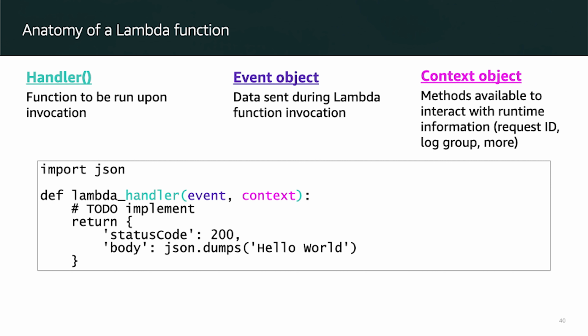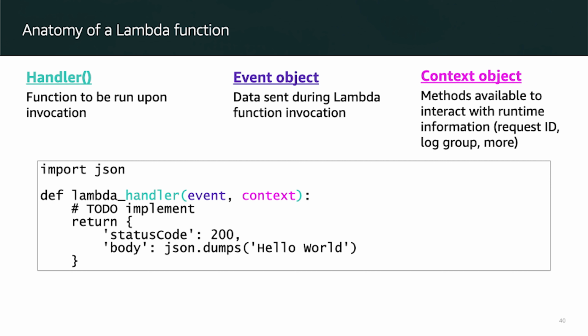For example, an event that is created by API Gateway contains details that are related to the HTTPS request that was made by the API client, such as the path, the query string, and request body. However, an event that is created by Amazon S3 includes details about the bucket and the new object in Amazon S3. Now, what about the context?